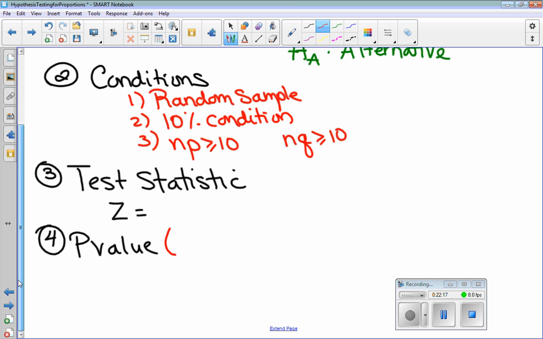And this is important because AP often asks you to interpret a p-value.